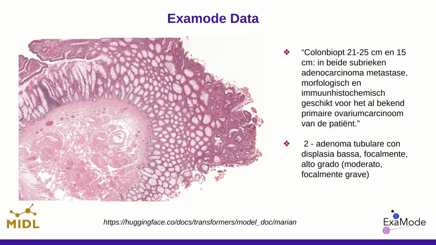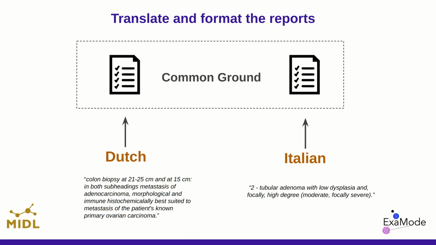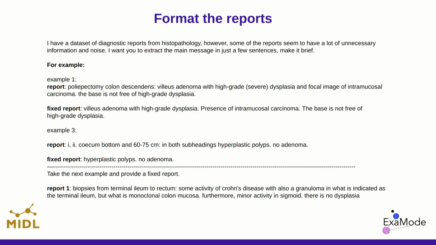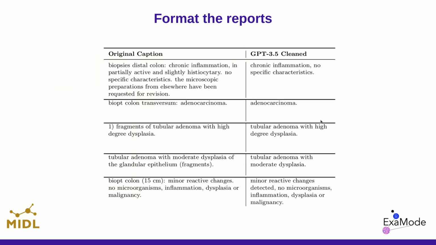The reports were in Dutch and in Italian. We had to neuromachine translate these to English. Additionally, the format in which they were written differed, so the reports could contain a lot of unnecessary information. We used GPT 3.5 Turbo to normalize the reports, bring them to a common ground and get rid of unwanted information. We prompted the language model with 10 different examples of how we would like to fix our reports exactly, and then we applied it to the whole data set. This resulted in cleaner reports with a higher density of relevant information.